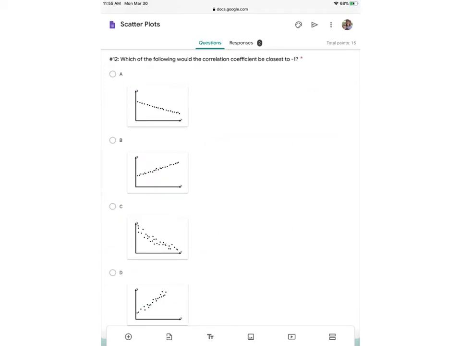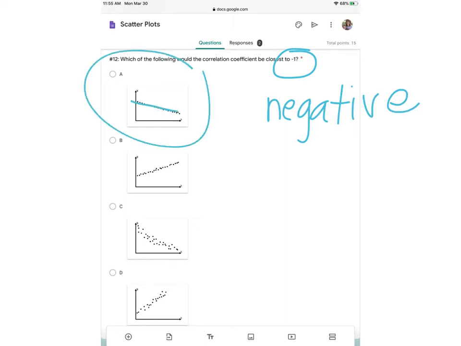I wanted to show you this one because there's a little bit of a twist here. Which of the following would the correlation coefficient be closest to -1? So we want our slope to be negative. The only one is choice A. A is the only one that's decreasing. Well, wait a minute. C is also decreasing, but this one looks like it's steeper. It's more negative. So I still would go with A. -1 is not a very big slope.